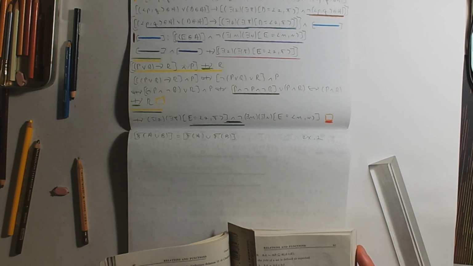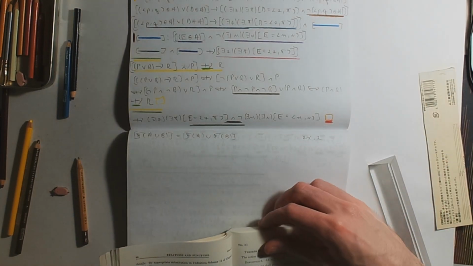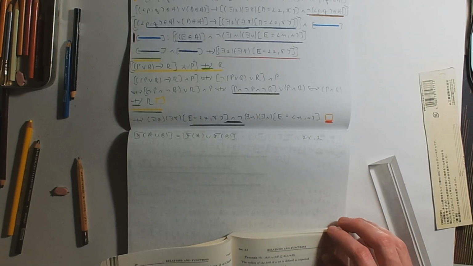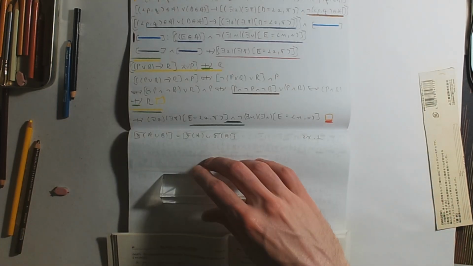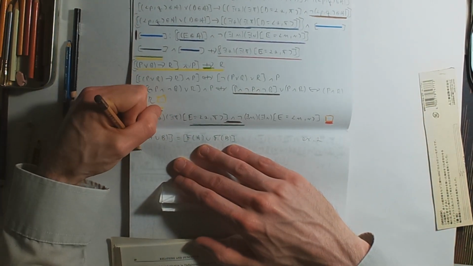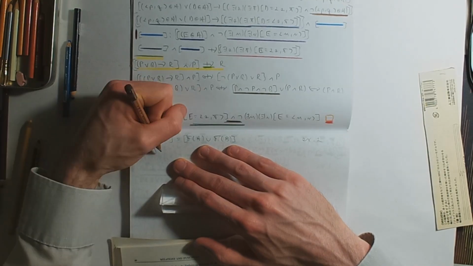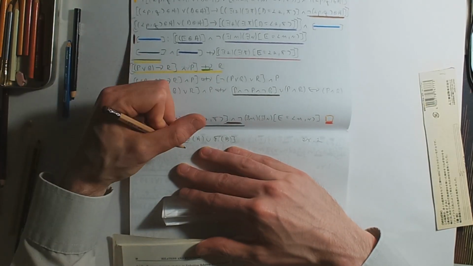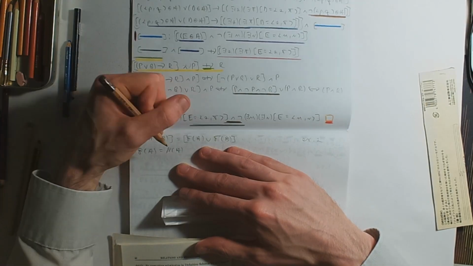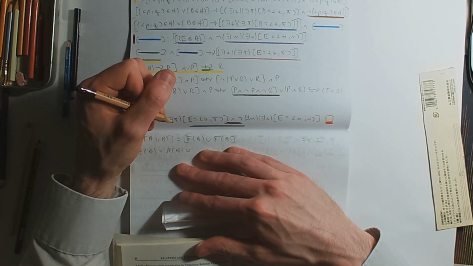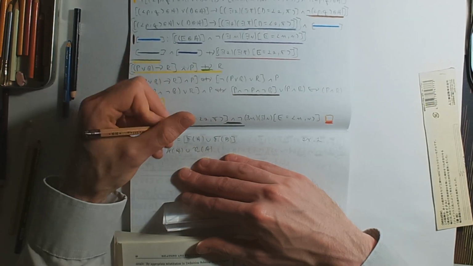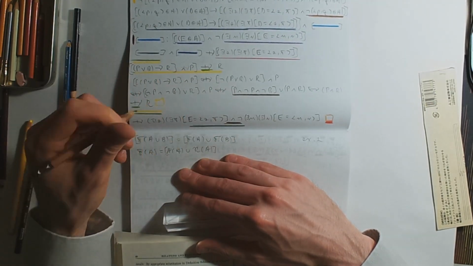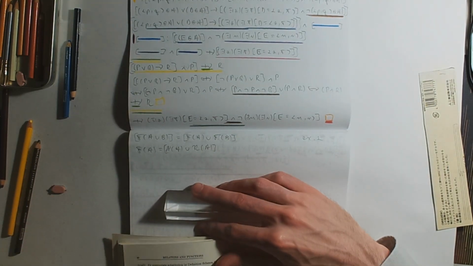What is the definition of field? Let's see. So the field of A is equal to the domain of A union the range of A. That is definition 5.